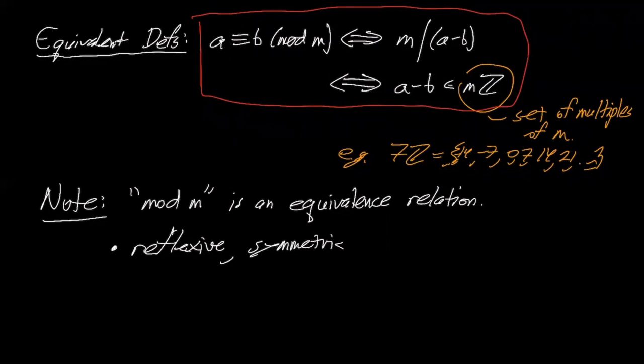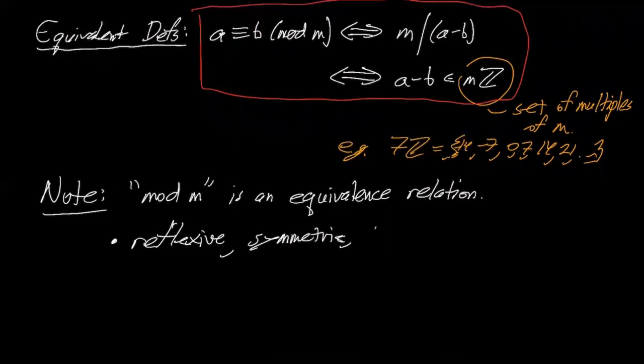I'm not going to write these all out, but you might write them out for yourself. If a is congruent to b mod m, then b is congruent to a mod m. And it's transitive. If a is congruent to b mod m and b is congruent to c mod m, then a is congruent to c mod m. Okay.